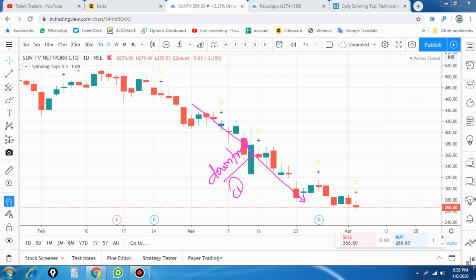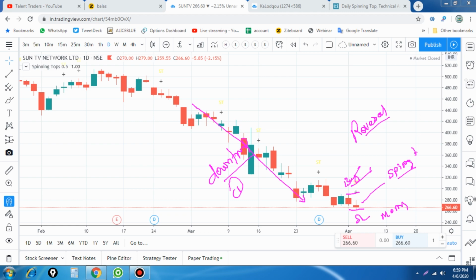And the spinning top candle, that also works as a spinning bottom. So the spinning candle we see on the right side forms at the lower level, so we call this a morning star candle. Okay, so we wait for the reversal. When the stock goes above, this is your stop loss, and this is your buy point.